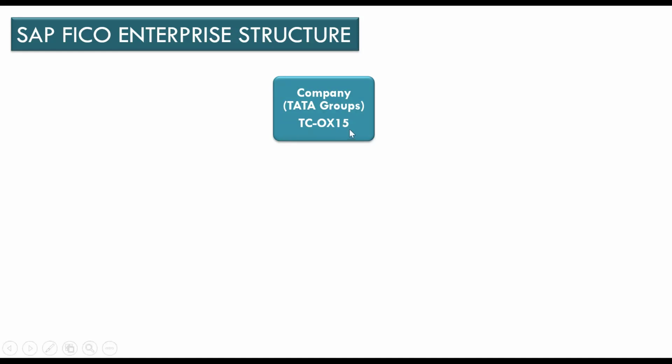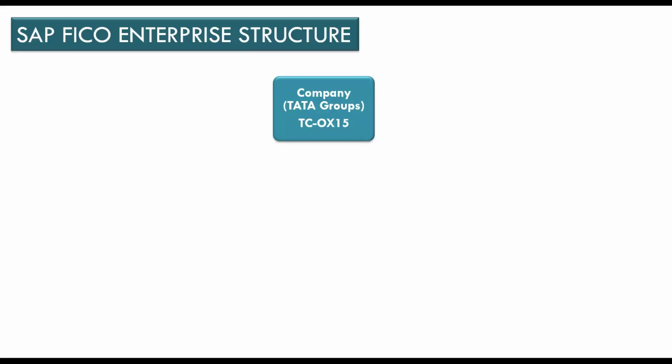Okay. So basically, FICO is used to manage all the financial business transactions. The first topmost organization structure in FICO is company. So we'll have to create a company. Company is nothing but a group, like I have taken Tata Group. See, this is the transaction code to create the company that we will discuss later. But you understand what a company is.